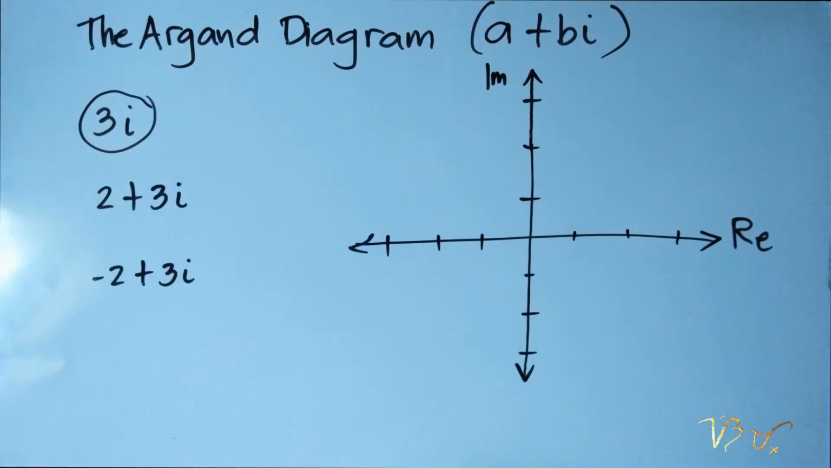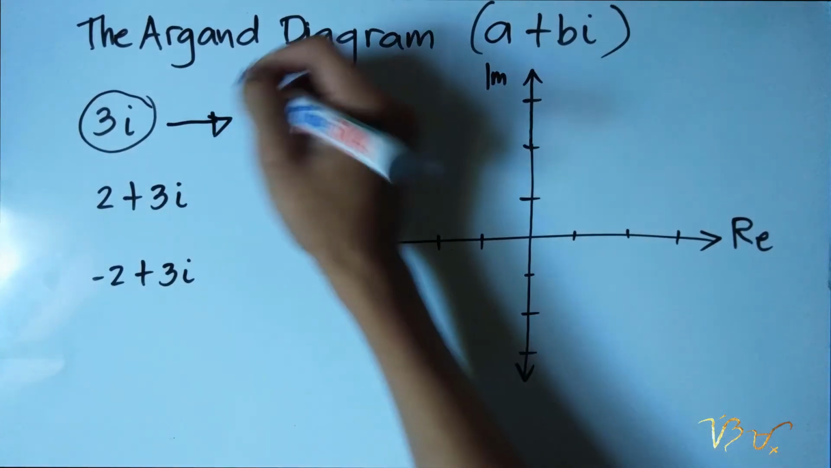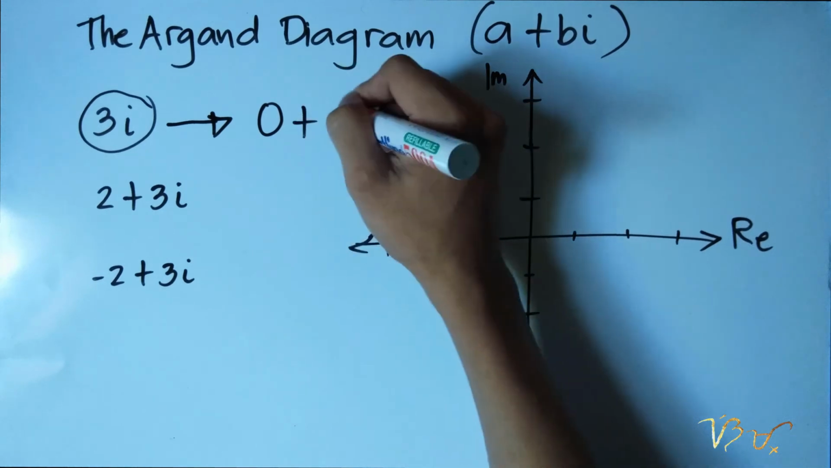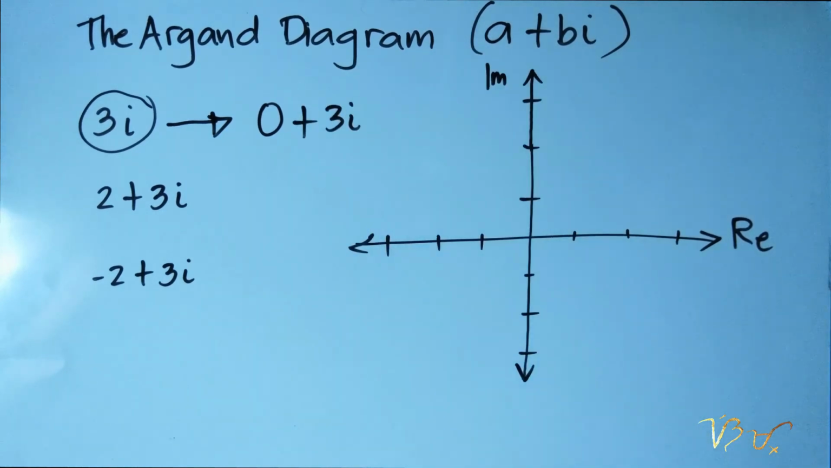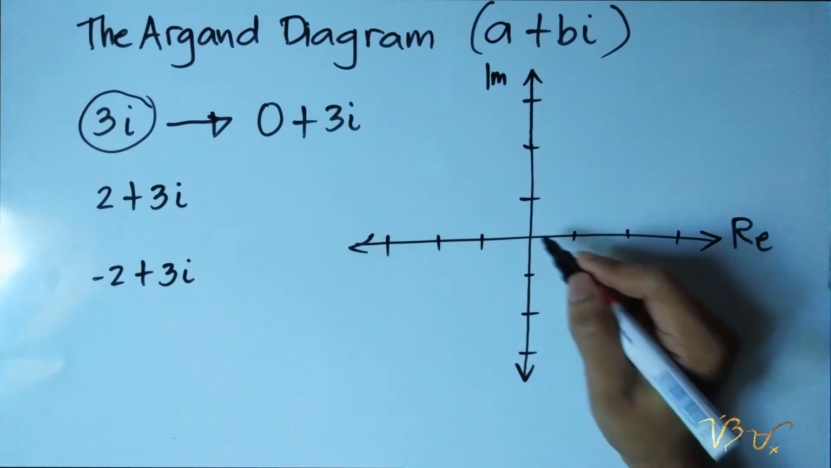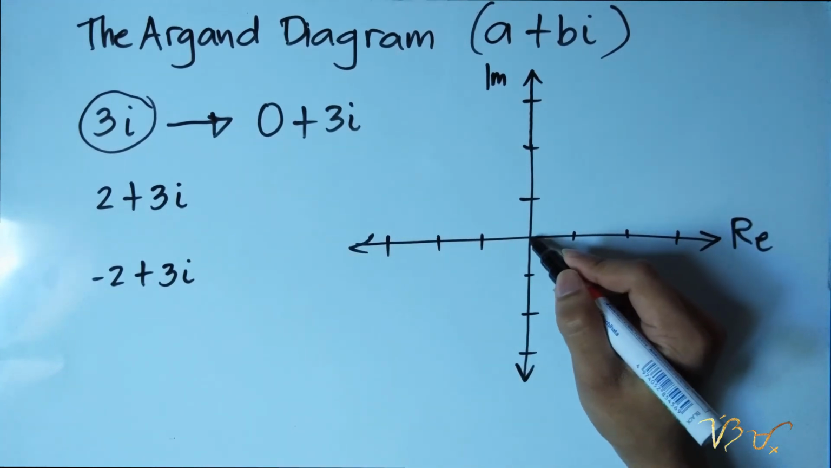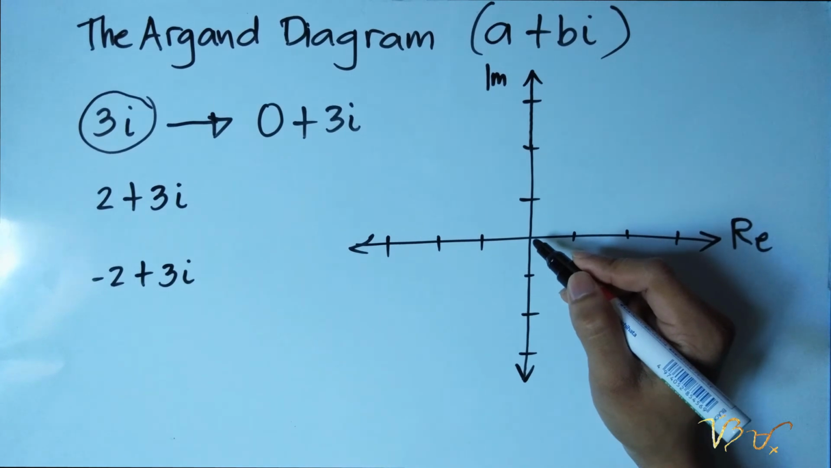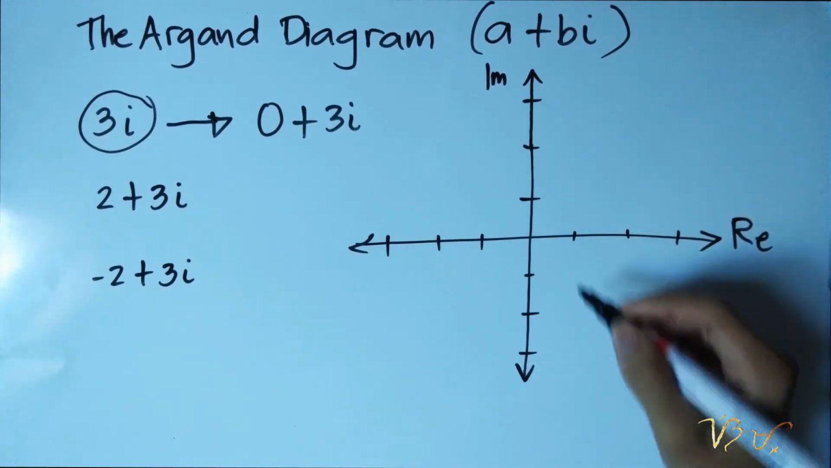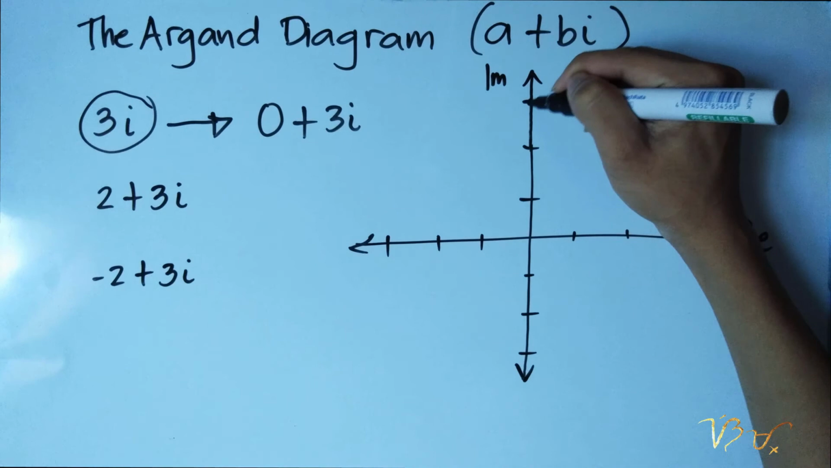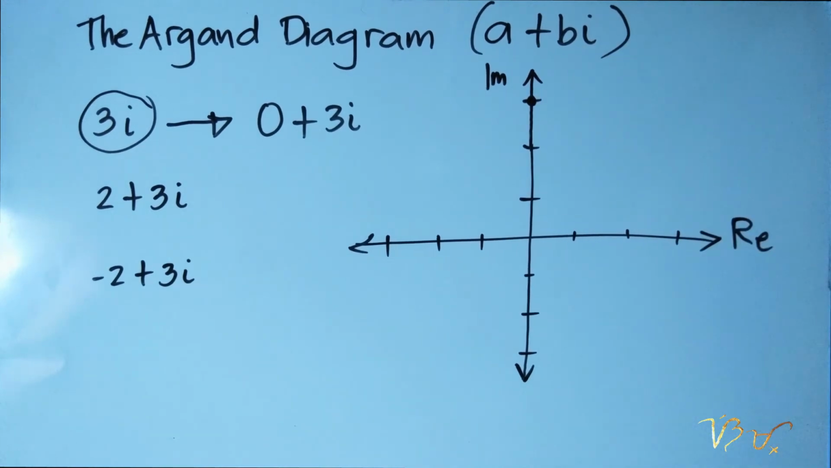For the first example, this can also be written as 0 plus 3i. The real part is 0, so that would be here. And the imaginary component is positive 3i. This is your complex number.